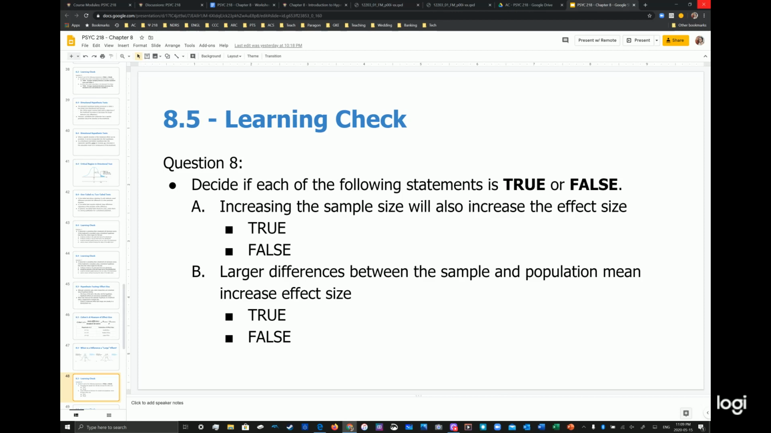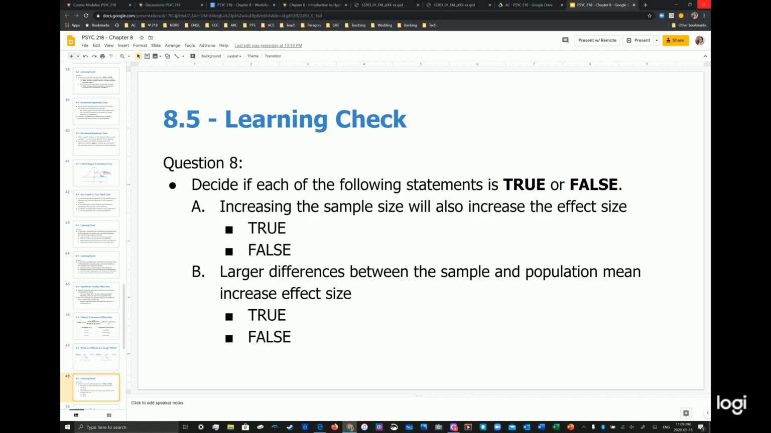So let's start with a learning check. True-false questions. A. Increasing the sample size will also increase the effect size. You can think about that in terms of whether the effect size is determined by the increase in sample size and what the sample size influences in the sampling distribution. B. Larger differences between the sample and the population mean increase the effect size.